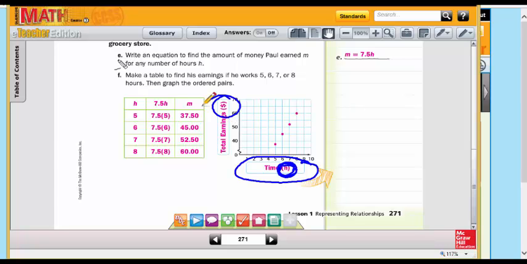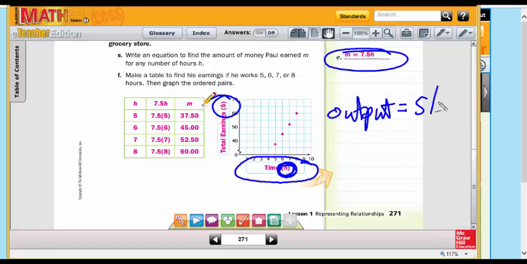So they asked us to write an equation. We did that right here. Remember, always think of our output equals our slope times our input. And this is our output of money, is our slope, 7.5. That was our unit rate. That's why we know it's slope, times our input of hours.